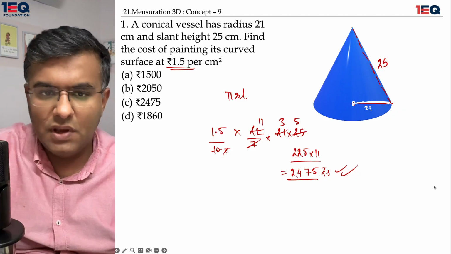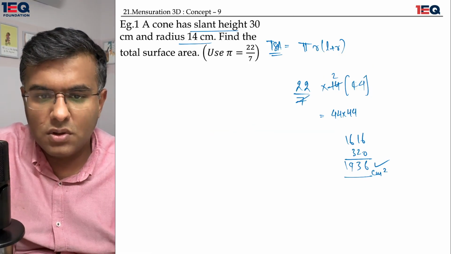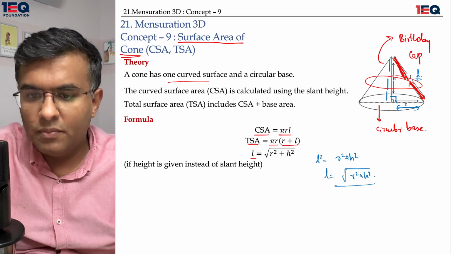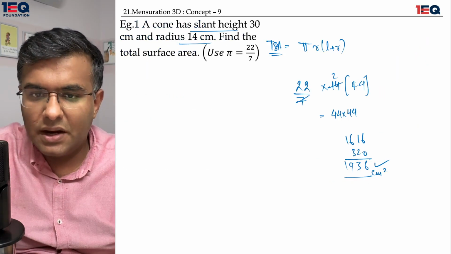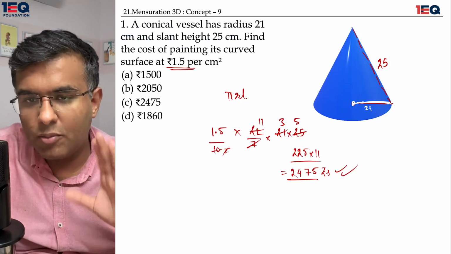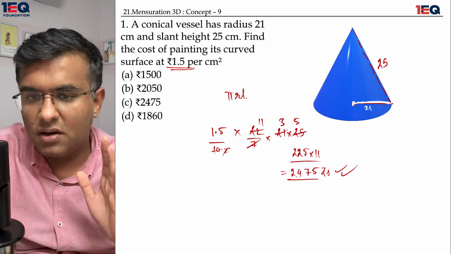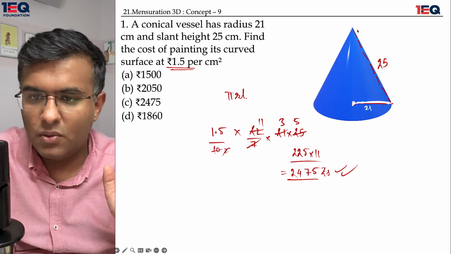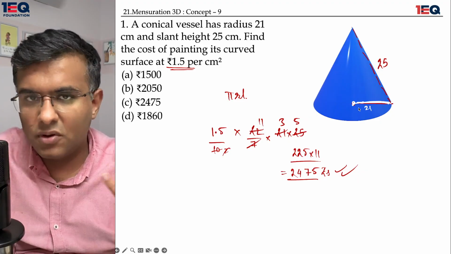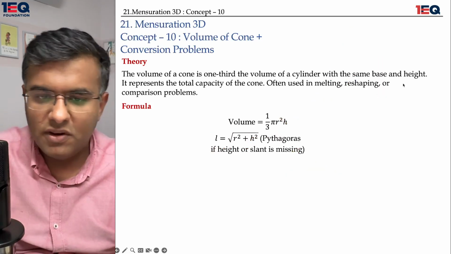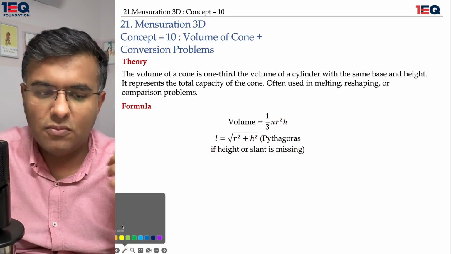So here we had discussed the curved surface area as well as the total surface area of the cone, and we had also discussed a very important concept of slant height. Slant height is basically the hypotenuse of a 2D cone, the longest side, which is going to be L. The height is going to remain intact, and there is a radius as well. Now we'll be moving towards the volume of the cone.